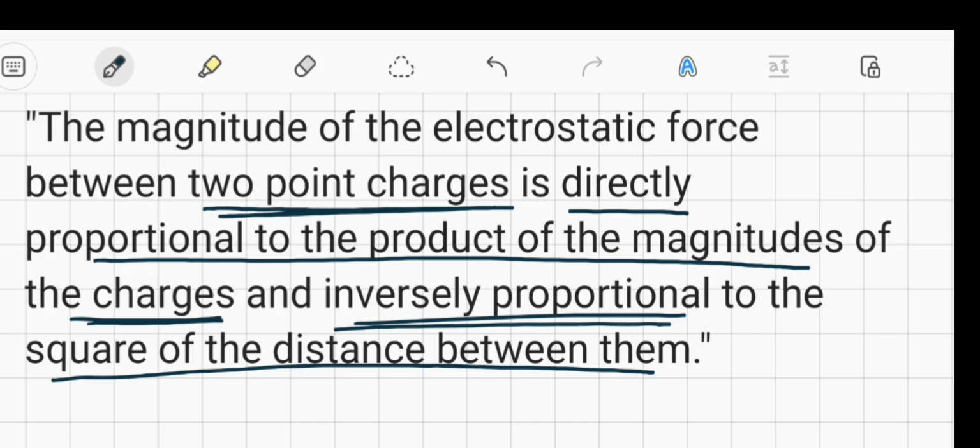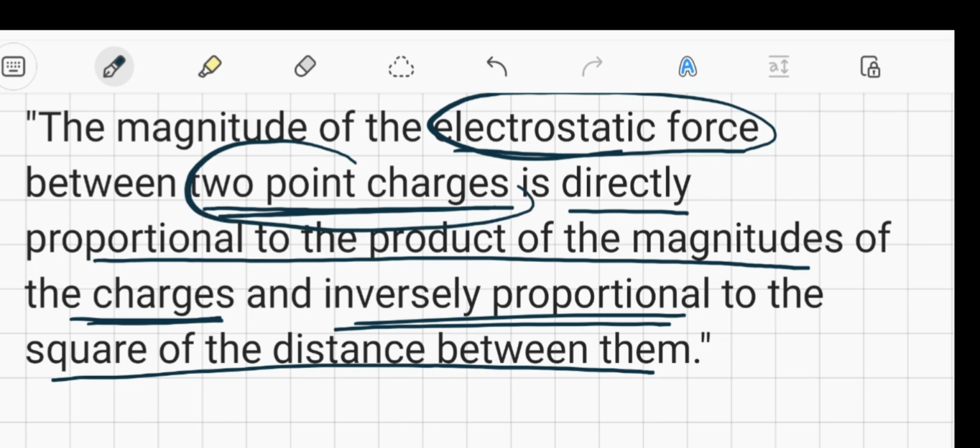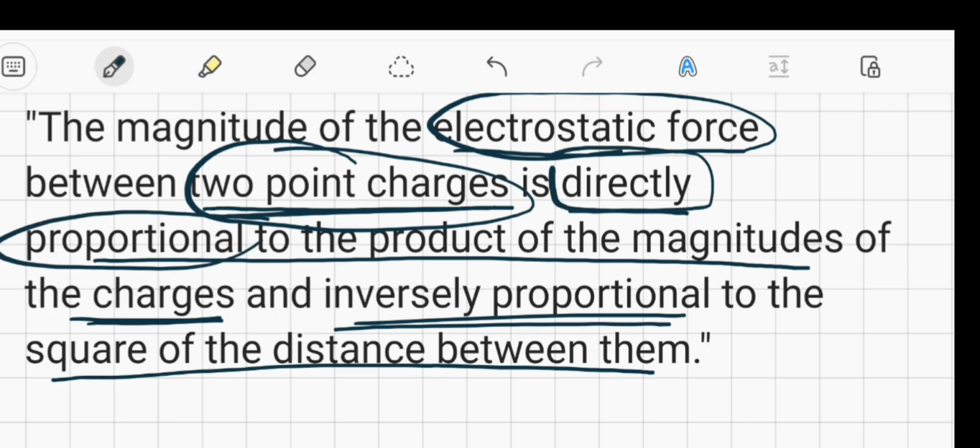The whole statement is similar to the statement of Newton's law of gravitation. The only difference is the electrostatic force. There we talk about the gravitational force, there we talk about two bodies, here we talk about two point charges. Otherwise, the first part is directly proportional, and next is inversely proportional.